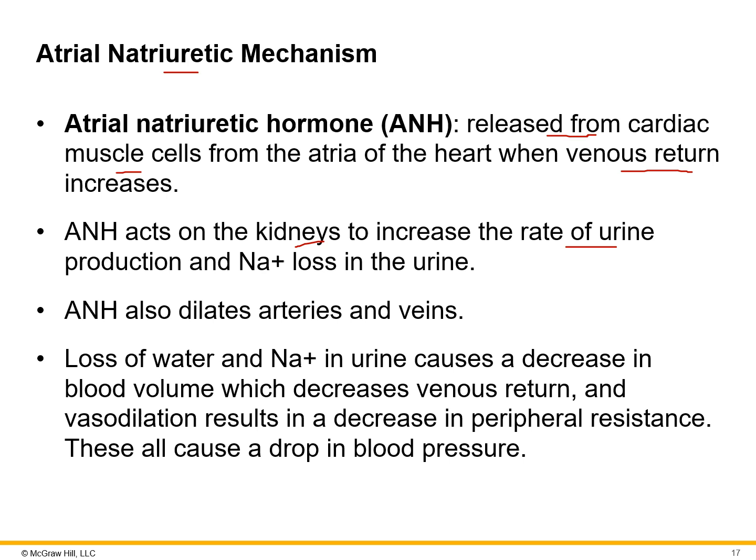So if we have too much fluid coming into the heart, we need to decrease blood volume. We do that by increasing urine output. That also results in a loss of sodium that goes along with the water. It also dilates those arteries and veins to bring the blood pressure down. So that loss of water and sodium in the urine decreases the blood volume and therefore decreases that venous return. Okay, and then that vasodilation results in a decrease of resistance. So overall, that decrease in venous return and decrease in resistance will drop the blood pressure.